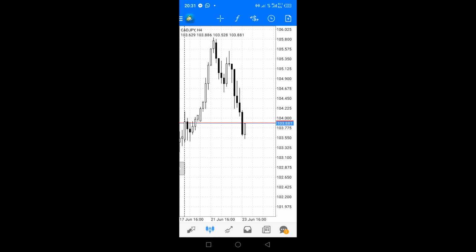Up in the blue banner, you also have some icons. The first one that looks like a plus is called the crosshair. You can move it. Once you click on it, just move your finger up and down, and then you see it moves.